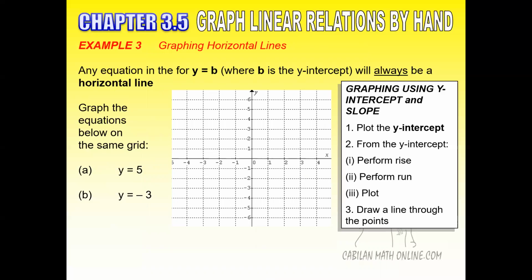Now you're going to see all we need to do in these cases, believe it or not, is actually just the one step here. So step number 1, you're going to plot the y-intercept. So when we have y equals 5, you're just going to put a dot on the 5. Now, for number 2, since this is a horizontal line, we don't need to do it, okay? Because remember, horizontal lines are just lines that go straight across. So we're just going to jump to step number 3 and just draw a line straight through that point there. Okay, so again, y equals 5 just looks like this.